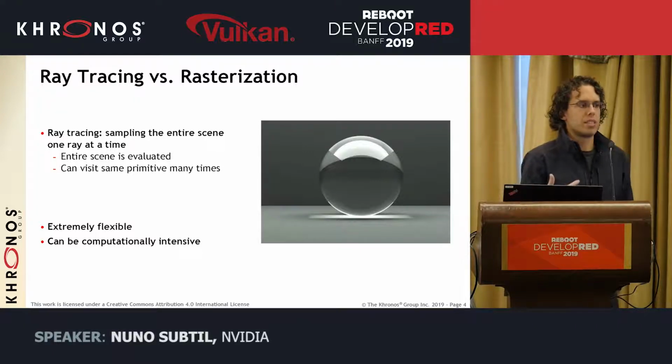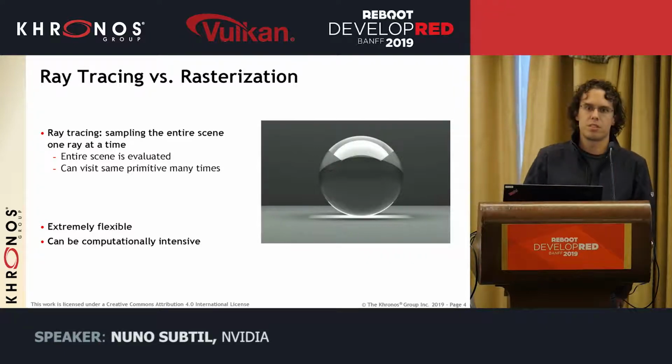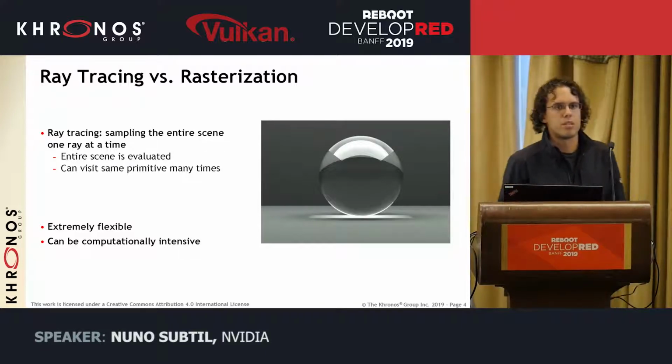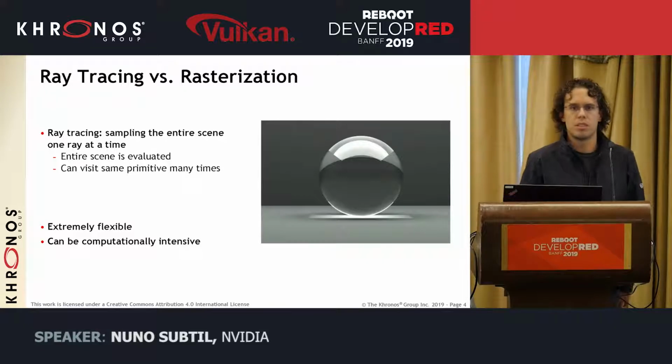There's no limit on how many times you can visit a given primitive. There's no limit on which primitives get visited first, which primitives get visited last. There's very little constraints on sampling the scene. This makes for an extremely flexible approach to image synthesis. So with ray tracing, you can actually go all the way to simulating how light propagates within a scene, right?